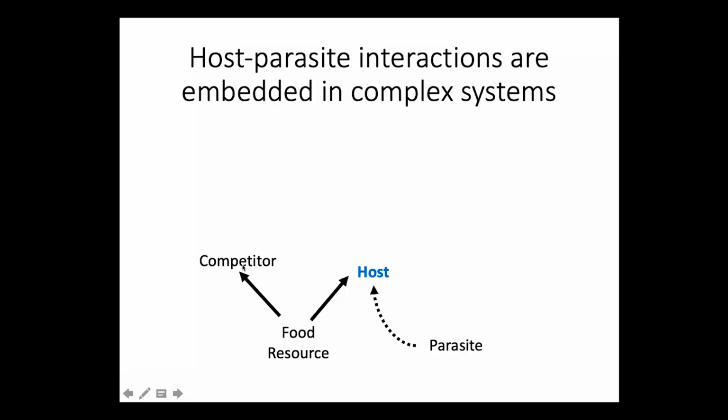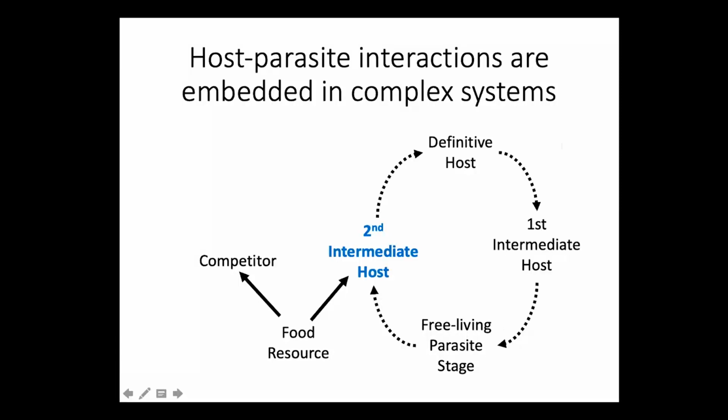And then the parasite also may be embedded within a complex system, like a complex life cycle. For instance, your focal host may just be an intermediate host in a complex life cycle that gets infected by a free-living parasite stage, but that parasite also has other hosts involved in its life cycle, and those hosts may be affected by a number of different ecological factors.